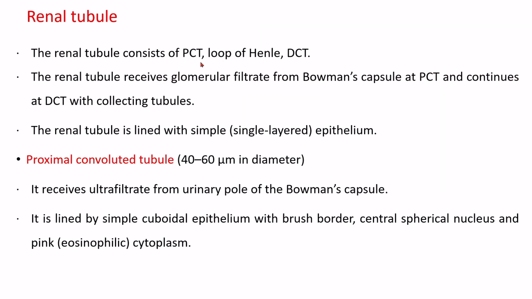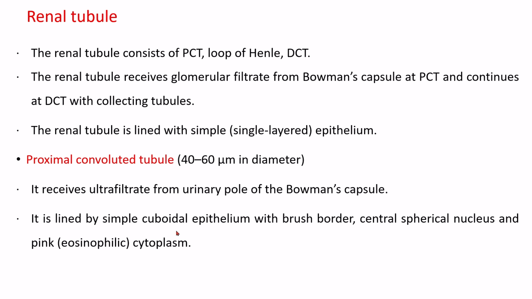So the renal tubule consists of the proximal convoluted tubule, loop of Henle, and distal convoluted tubule. The renal tubule receives glomerular filtrate from Bowman's capsule at the proximal convoluted tubule and continues at the distal convoluted tubule with the collecting tubules. The renal tubule is lined with simple epithelium, a single layer epithelium. The proximal convoluted tubule is 40 to 60 microns in diameter. It receives ultrafiltrate from the urinary pole of the Bowman's capsule.